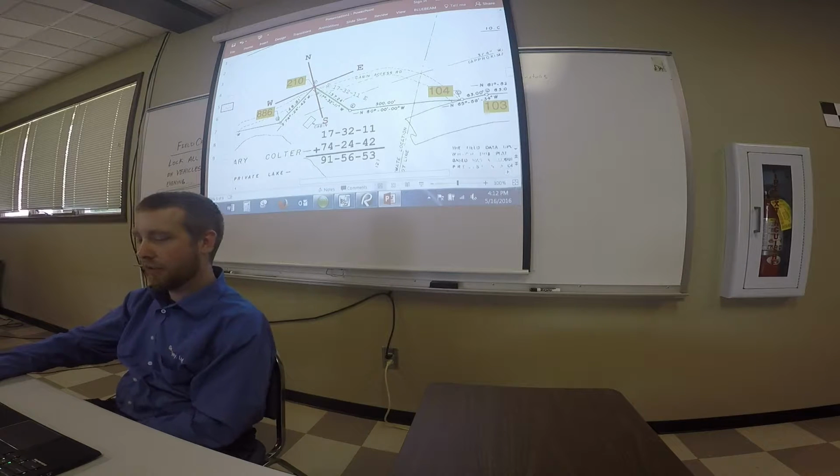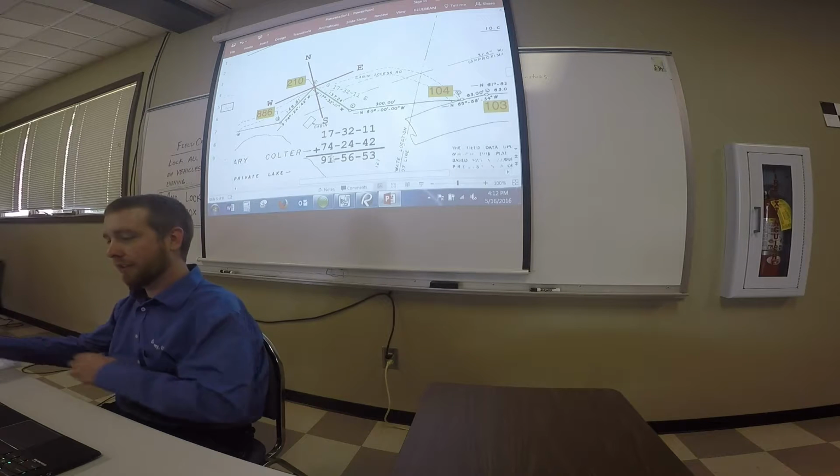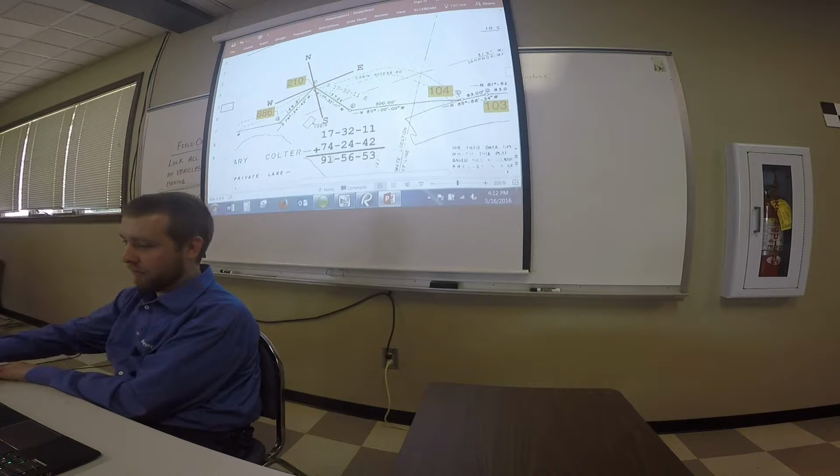All right. Okay. So in this situation, the angle we want is going to be between the two green lines. We're starting at south, and we go 74 degrees west to get this green line. We'll start at south and go 17 degrees east to get this line. Well, if you add up this angle and this angle, then that's going to be the angle you need in between the two green lines. The 17, 32, 11 plus the 74, 24, 42 makes 91, 56, 53, which is going to be our turned angle.